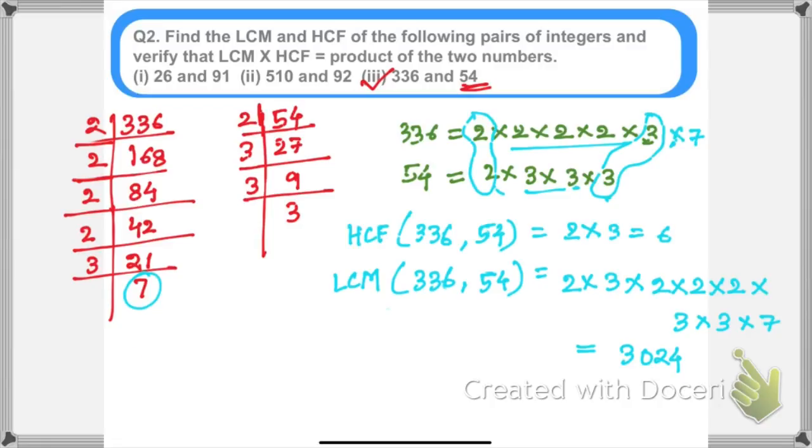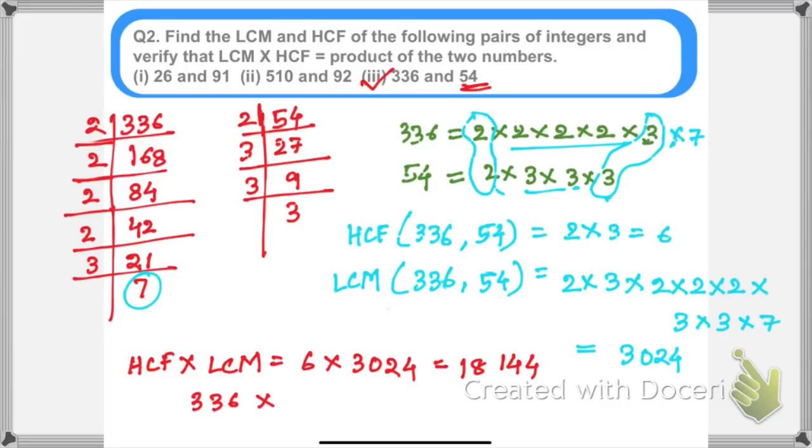Now for verification, HCF into LCM, that is 6 into 3024, will give you the result as 18144, and the product of two numbers, that is 336 into 54, will again give you the result as 18144. So these two are also equal, and so the product of the two numbers is equal to HCF into LCM. This is also proved.